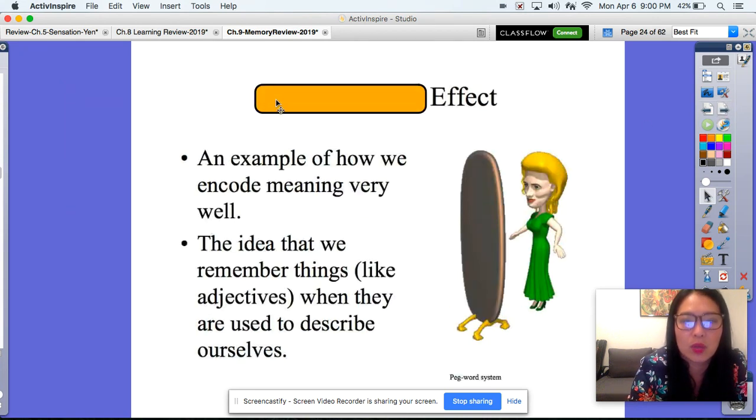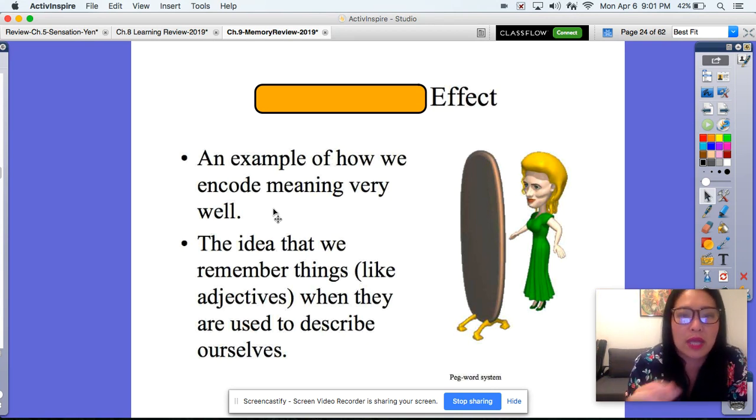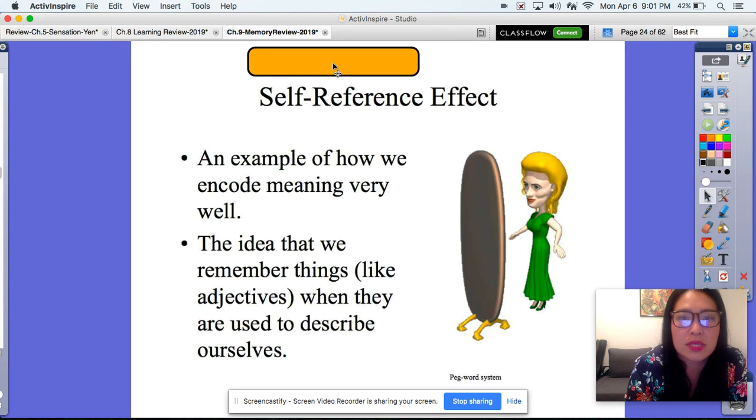So anytime you apply things that are meaningful to you, you're more likely to then remember it. Okay, so again, what is it called when I apply everything to your own life? You want to always refer back to yourself. That is the easiest way to remember vocab words. So that is called the self-reference effect. You want to refer it back to self.